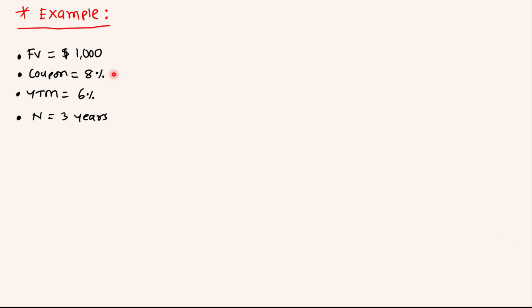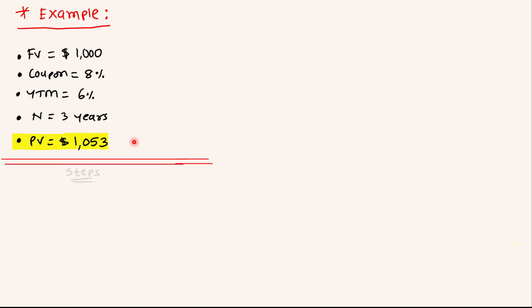And we have a number of years we're going to be setting this money aside. It's going to be 3 years. And if we look at the present value, it's going to be 1,053, higher than the face value. Again, it's trading at a premium. So what are the steps to calculate the Macaulay duration?